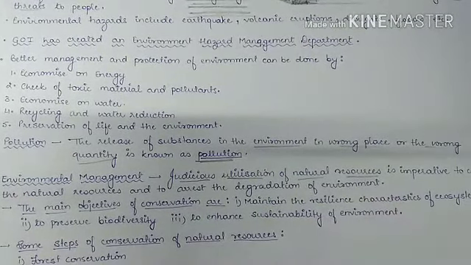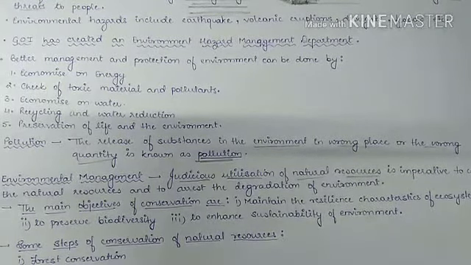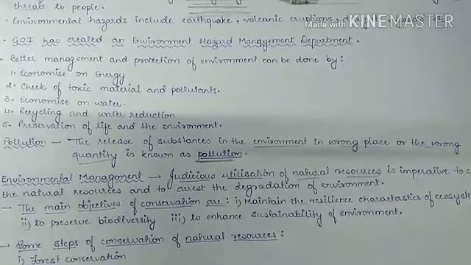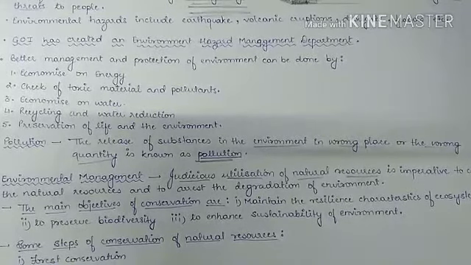So the main objectives of environmental management or of conservation are: first, to maintain the resilience characteristic of ecosystem. Then next is to preserve our biodiversity, and lastly is to enhance the sustainability of the environment. Some of the steps which may help in the conservation of natural resources and environment are like forest conservation. In forest conservation, as we all know, forest is a renewable but not an inexhaustible resource.